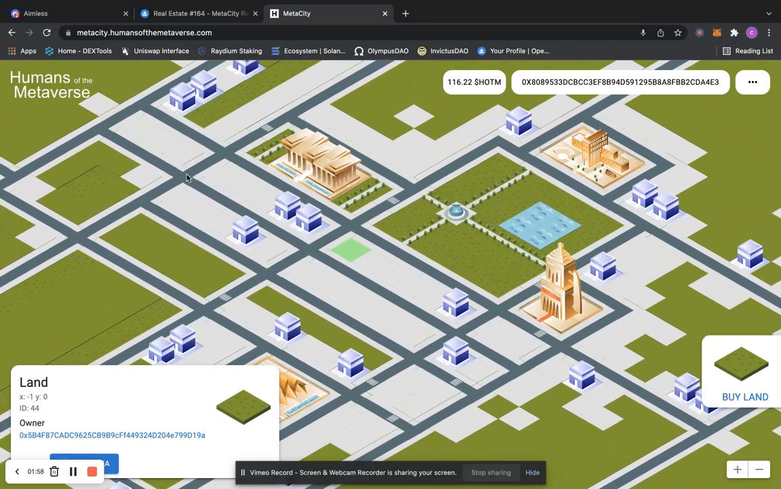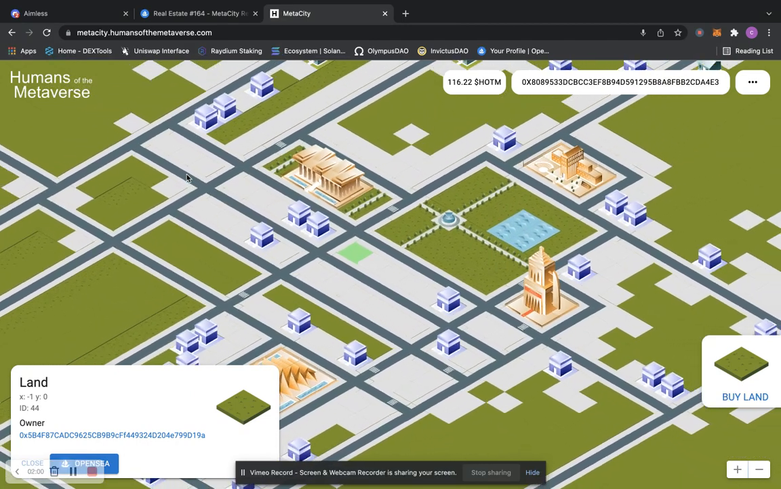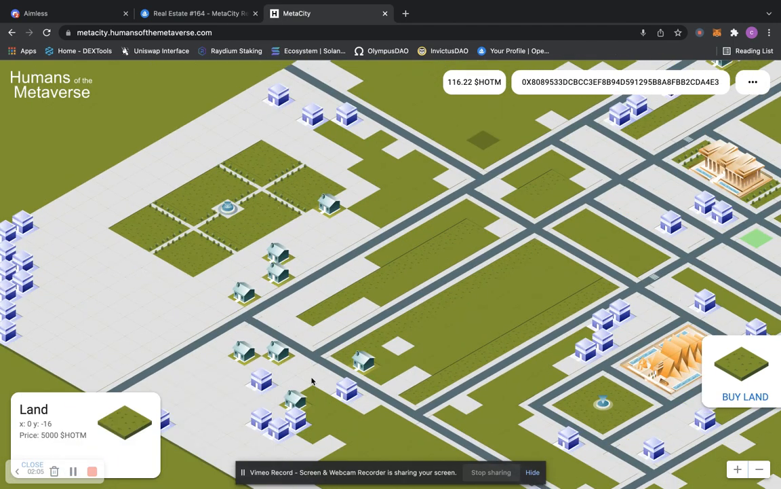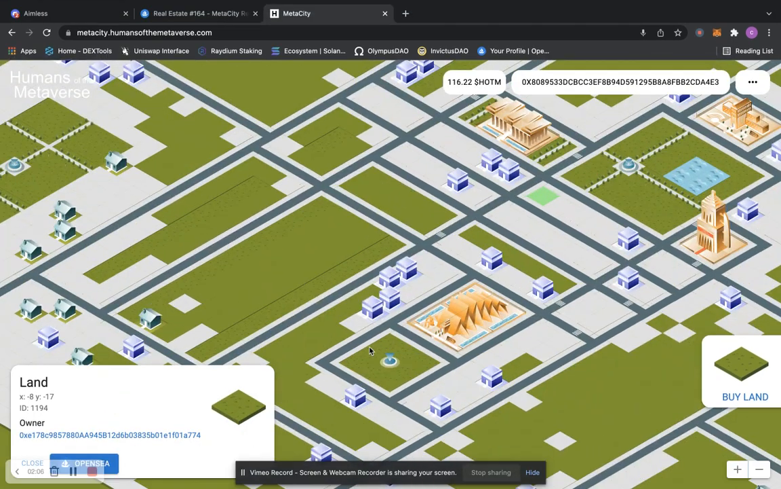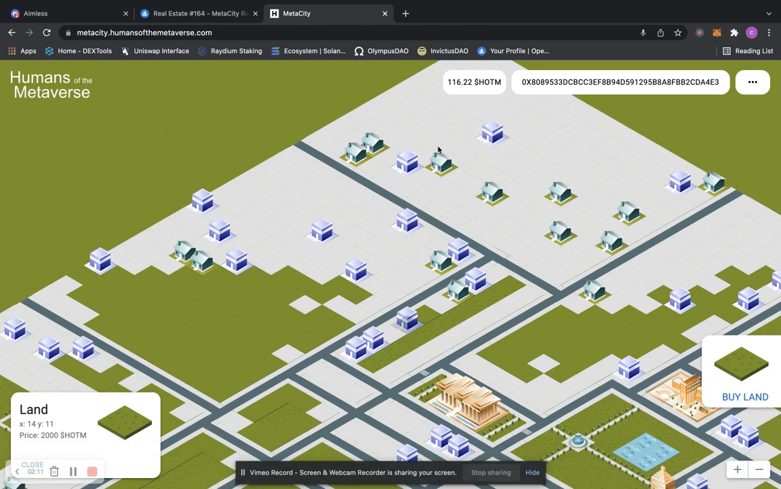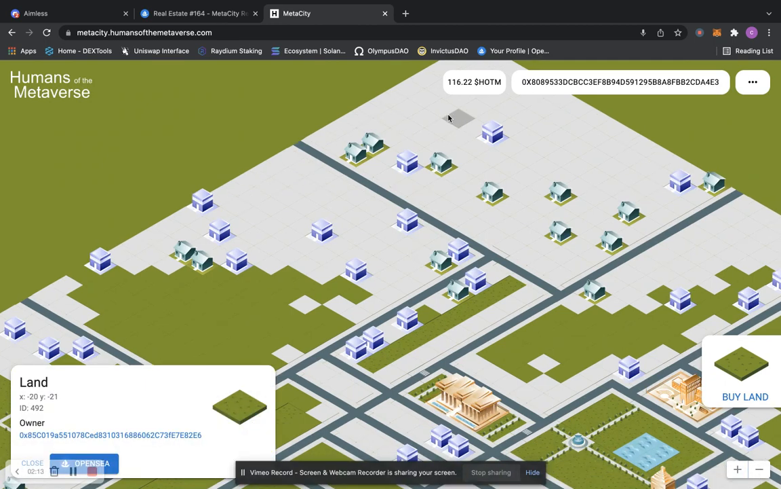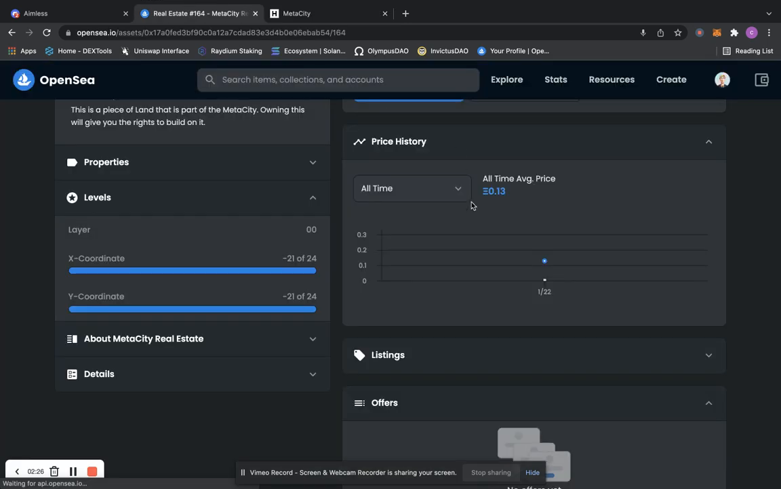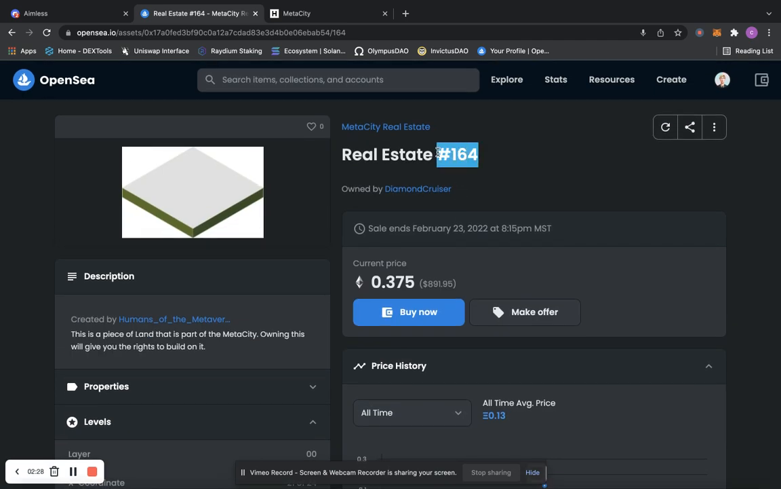And this works like a math graph in high school with an X and a Y axis. The -21, -21 is going to be in this top corner here. And this is the exact plot that I just looked at on OS. We're going to see the coordinates in the bottom corner of the screen here, -21, -21, and the ID number 164 is going to match the ID number that we see right here on the land.